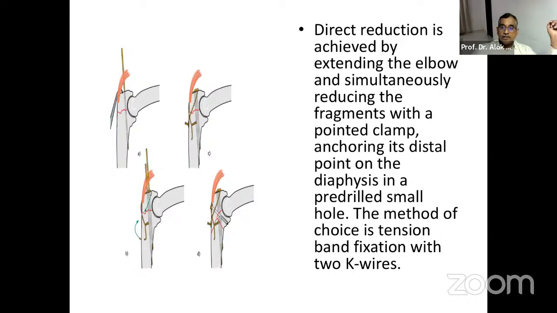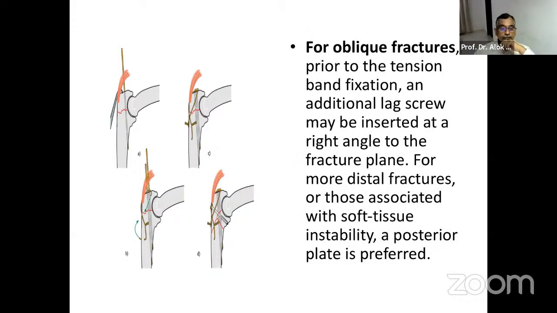Here you get a direct reduction by extending the elbow and simultaneously reducing the fragments with a pointed reduction clamp, anchoring its distal point on the diaphysis in a pre-drilled small hole. The method of choice is tension band fixation with two K wires. So what you have to do, make a hole, put a pointed reduction clamp, flex the elbow, the fragment gets reduced, you pass two K wires, coming parallel to the fracture site into the coronoid, and then go for application of the tension band.